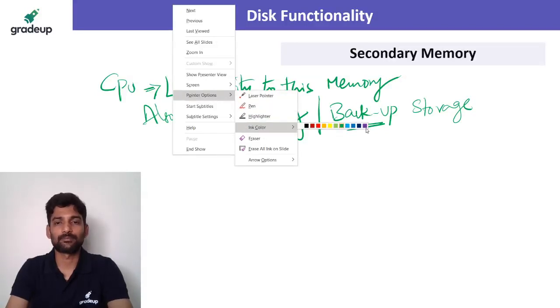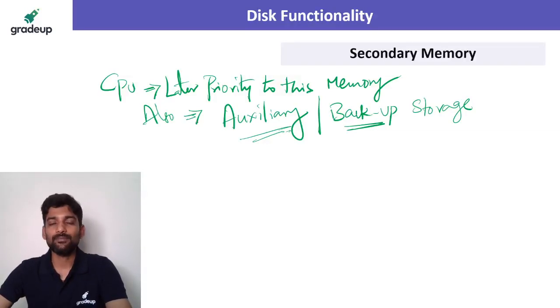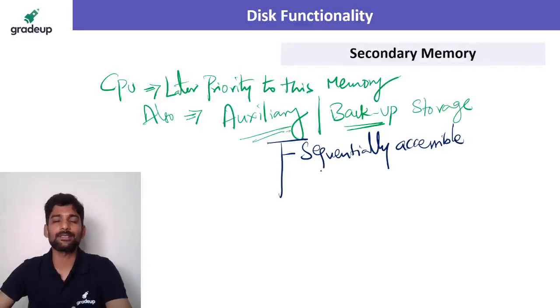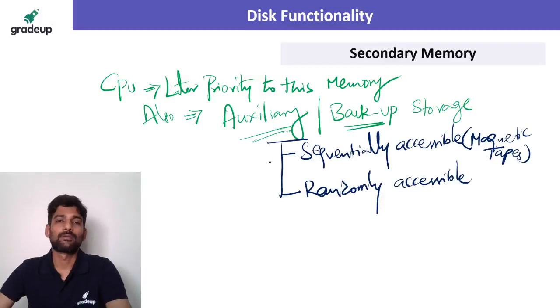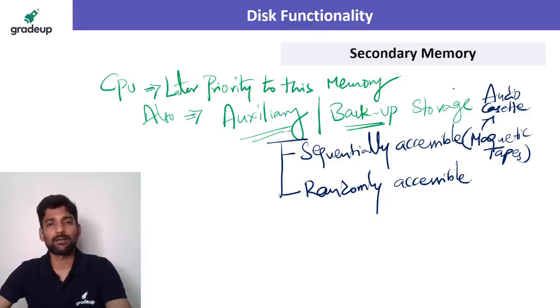Now, this secondary memory is again subclassified into two types: sequentially accessible devices and randomly accessible devices. Sequentially accessible devices are what we call magnetic tapes. The best example you can take for magnetic tapes is the audio cassette, which is accessed in some order only.